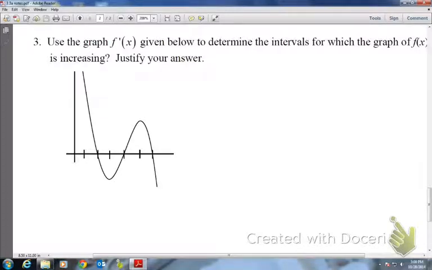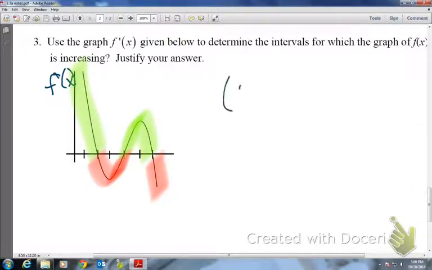So if this is f prime of x, I'm looking for, remember that wherever f prime is positive, the original function was increasing, and where f prime is negative, the original function was decreasing. So if I can just use my highlighter really quick to highlight positives and negatives. I have a negative down here and a negative right here, and I have a positive right here and right here. So if I write those intervals, I have from 1 to 2 is increasing, and from, what is that, 1, 2, 3, 4 to 6 is increasing.